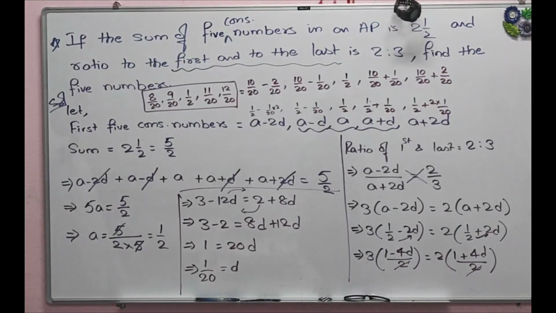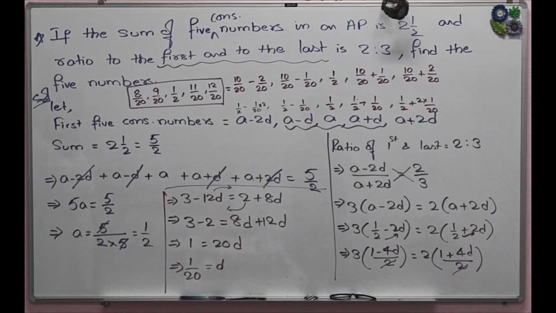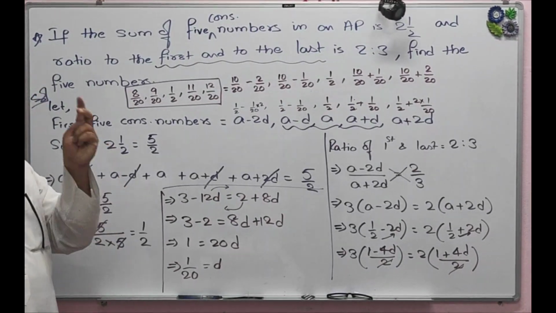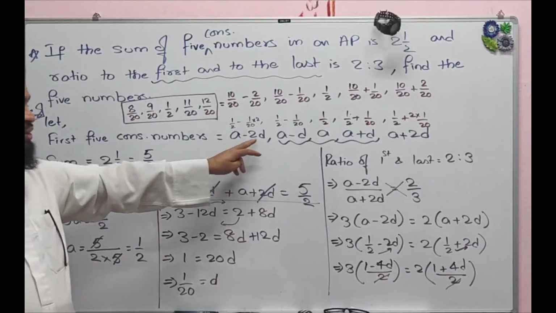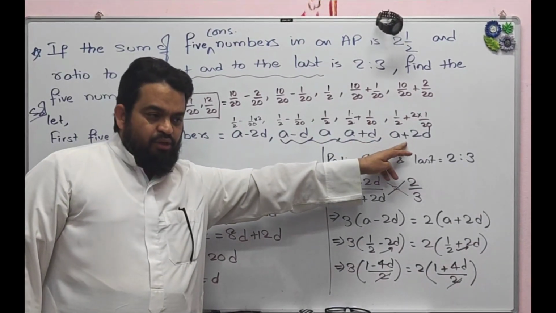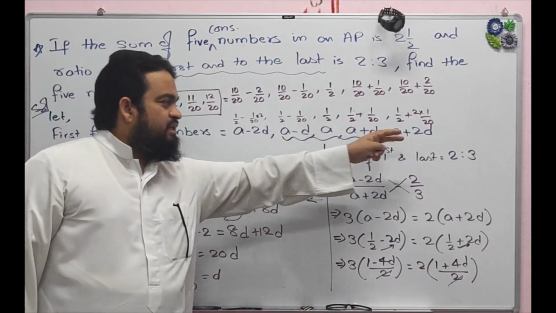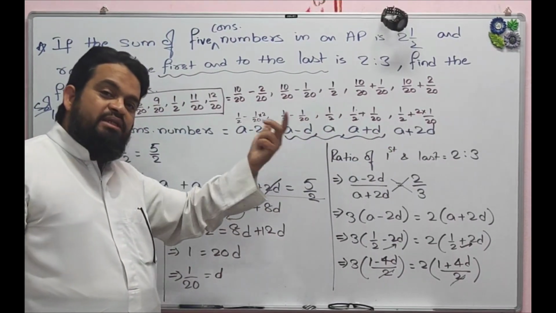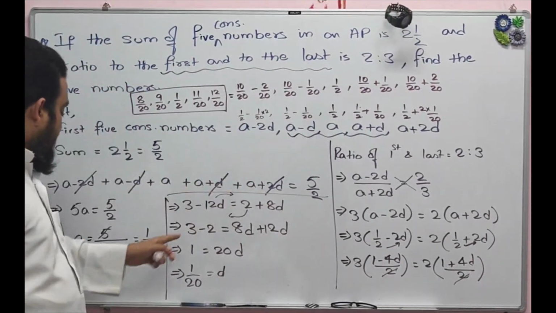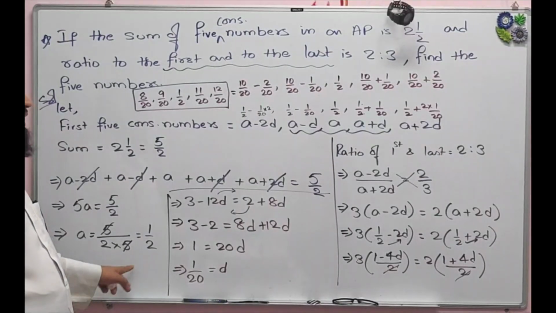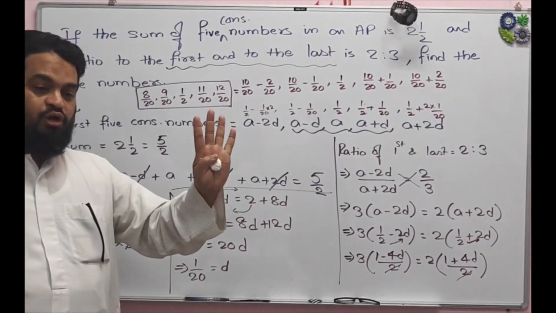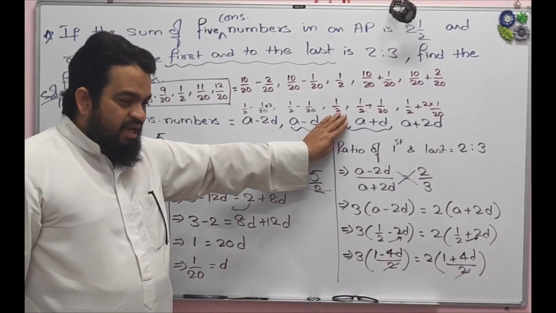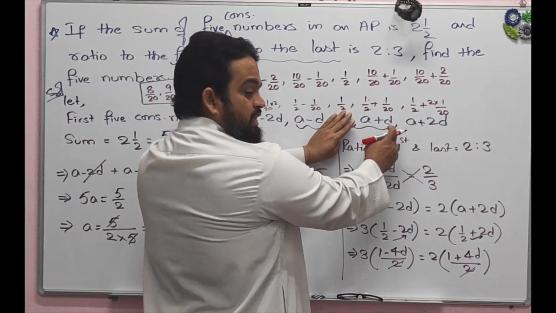So you follow the steps whatever I have done. Understood, my dear students? The concept is whenever they say sum of 5 consecutive numbers in the AP, you take a minus 2d, a minus d, a, a plus d, and a plus 2d. What is the concept? So that the second variable gets cancelled, so that you can get the value of a. Understood? If it is 3 terms, you take a minus d, a, a plus d.